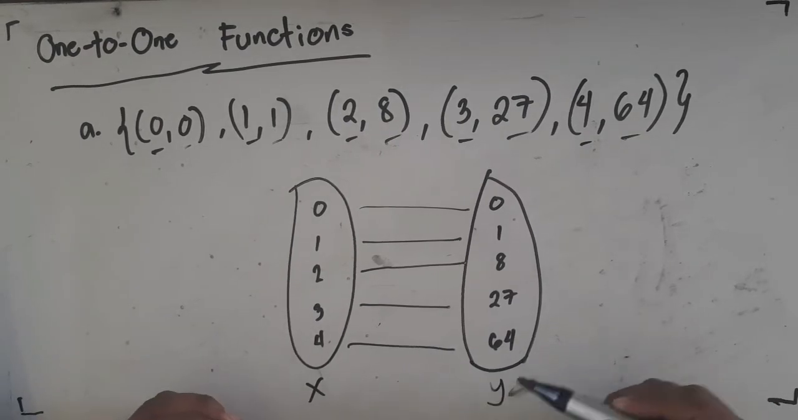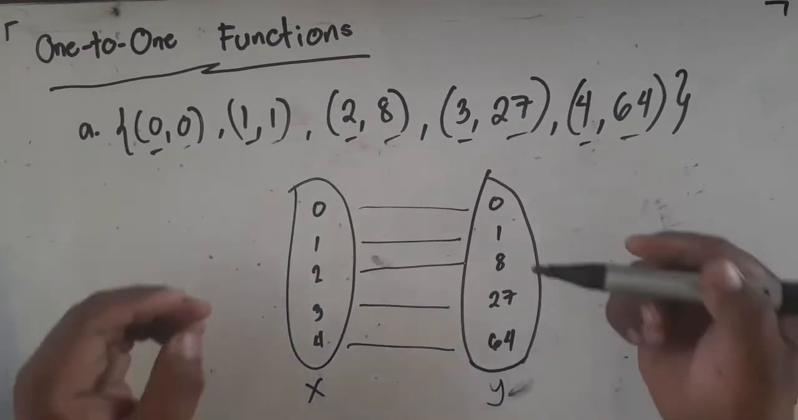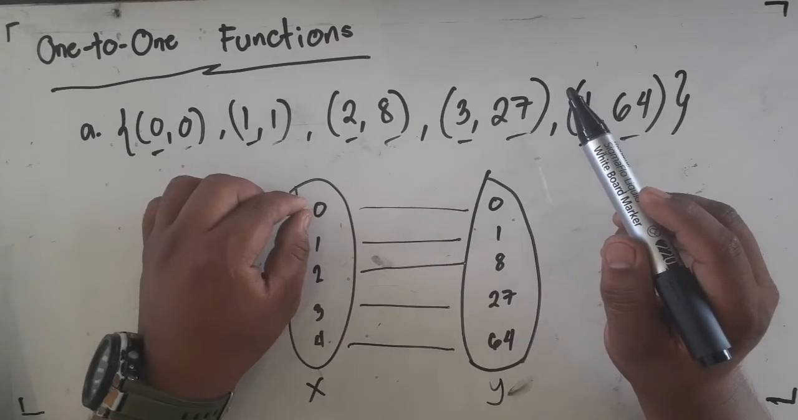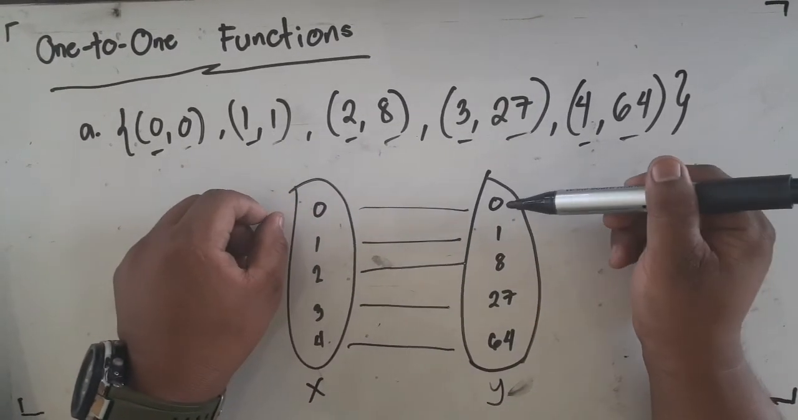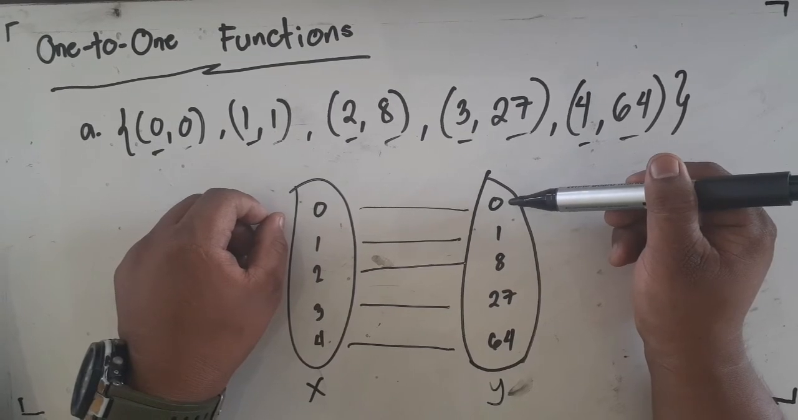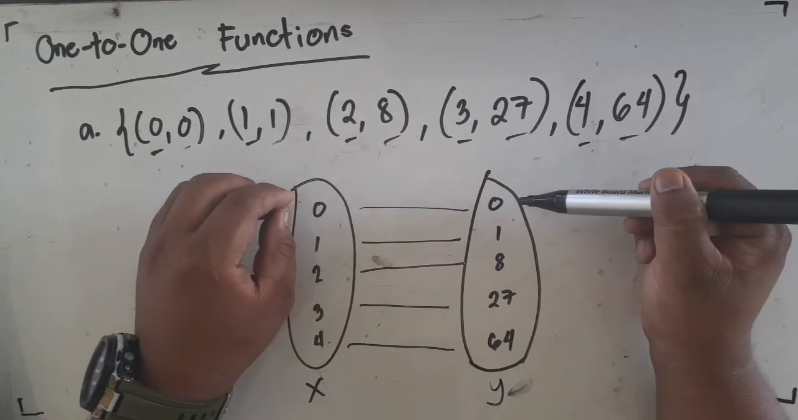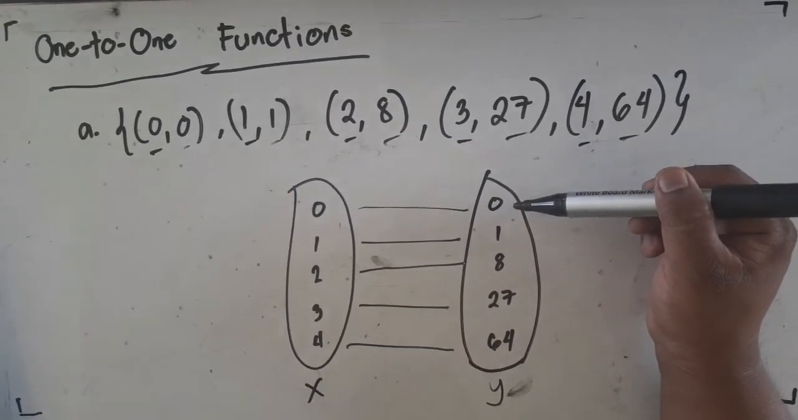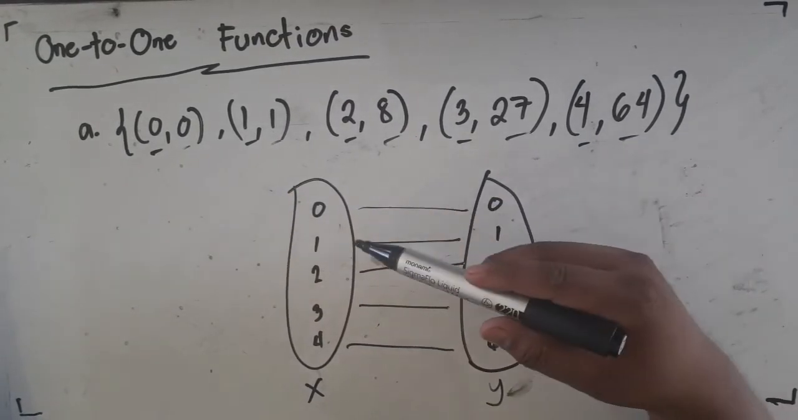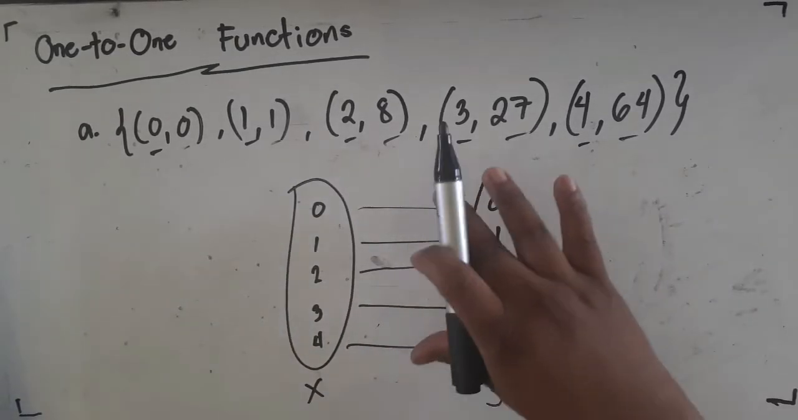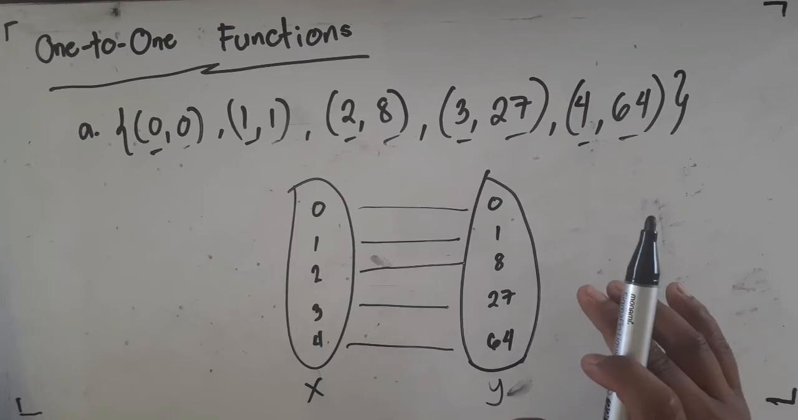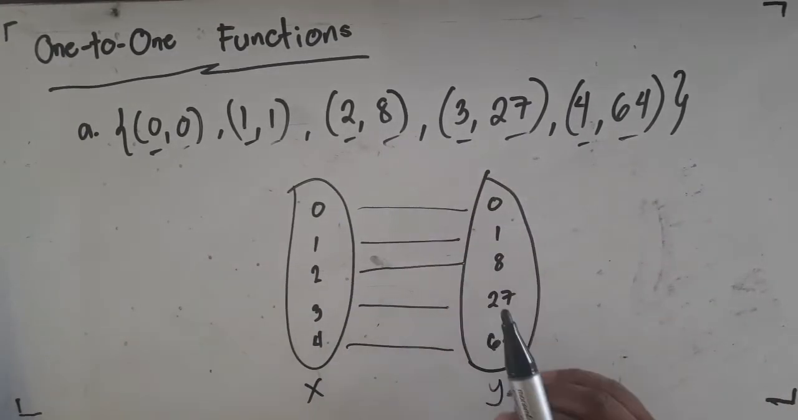As you notice, from this domain and range, every one term in our domain is connected with only one term in our range. There is no repeated range in any domain. So this is an example of a one-to-one function. Any diagram of a one-to-one function can have this form. So let's try another.